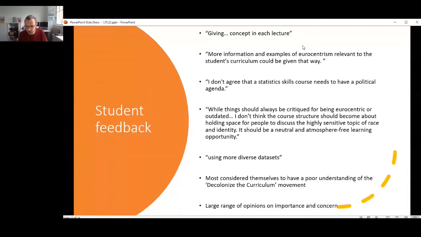A lot of our students, and I would include myself in this, had a poor understanding of the decolonizing the curriculum movement. And I think because of that, there's a large range of opinions on importance and concern, especially starting off. So it's a general theme which comes back, that with our students, we need to slowly work towards this all together.